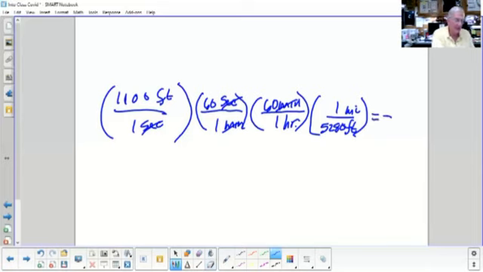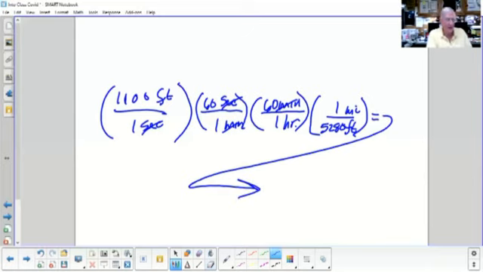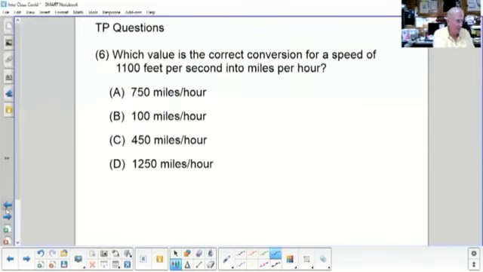All right, so let's see what our final answer is. Well, we have numbers on top and numbers on the bottom. I could cancel, but it's kind of a rough cancellation with 1,100 and 5,280. So I'm going to multiply 1,100 on top, get the answer to the top first, times 60 times 60, and I get 3,960,000 on top, and I'm going to divide that by 5,280, and when I do that, my answer comes out 750 miles per hour.